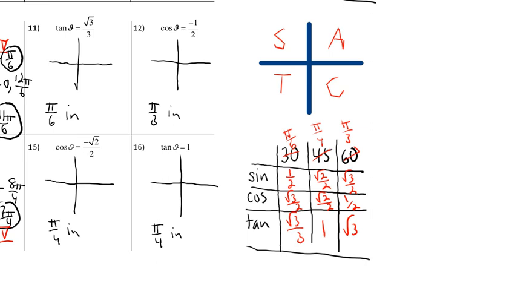Victoria, what'd you get for your two quadrants in number 12? Where can cosine be negative?